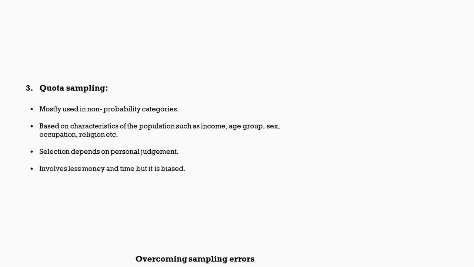Quota sampling. Quota sampling is mostly used in non-probability categories. For example, the population will already be separated into smaller groups based on characteristics such as income, age group, sex, occupation, religion, etc. And the selection is based on personal judgment. So it involves less money and time, but it is biased.